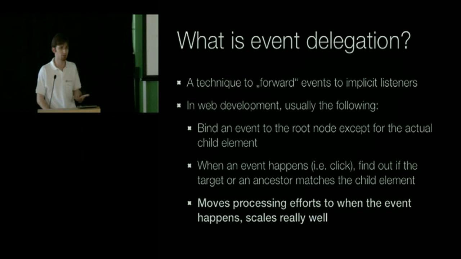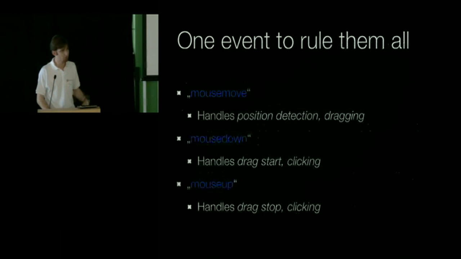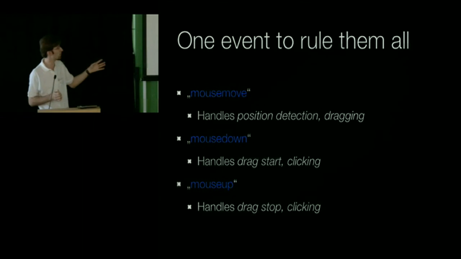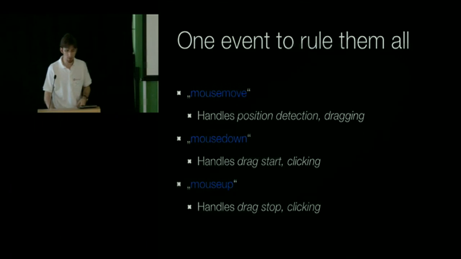So for us, that means we realized we only really need 3 events, and those are bound on our prototypes. The one event is mouse move, which handles positioning, position detection, and dragging. The other event is mouse down, which also handles drag start and clicking. And then there's mouse up, which also handles drag stop and clicking as well. So those are the events that we're using, and we're only binding them once to the document.